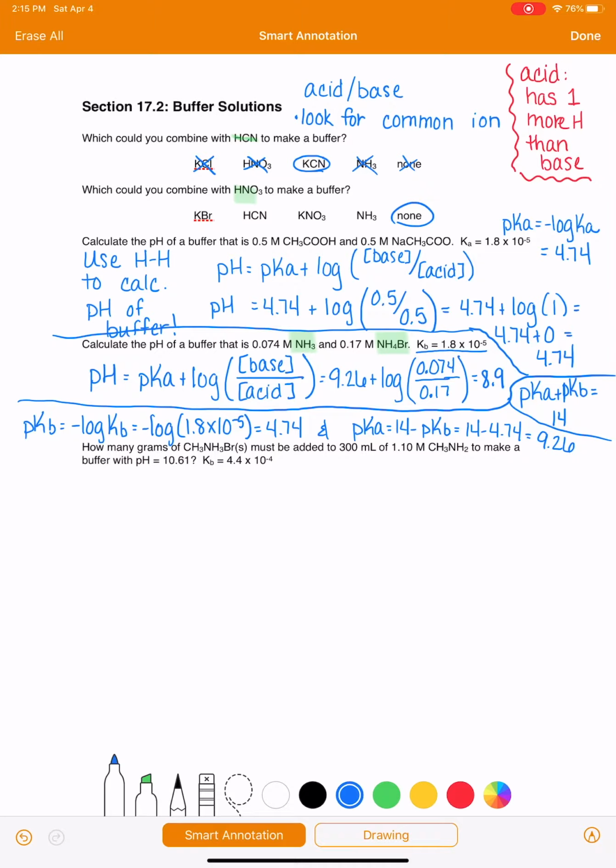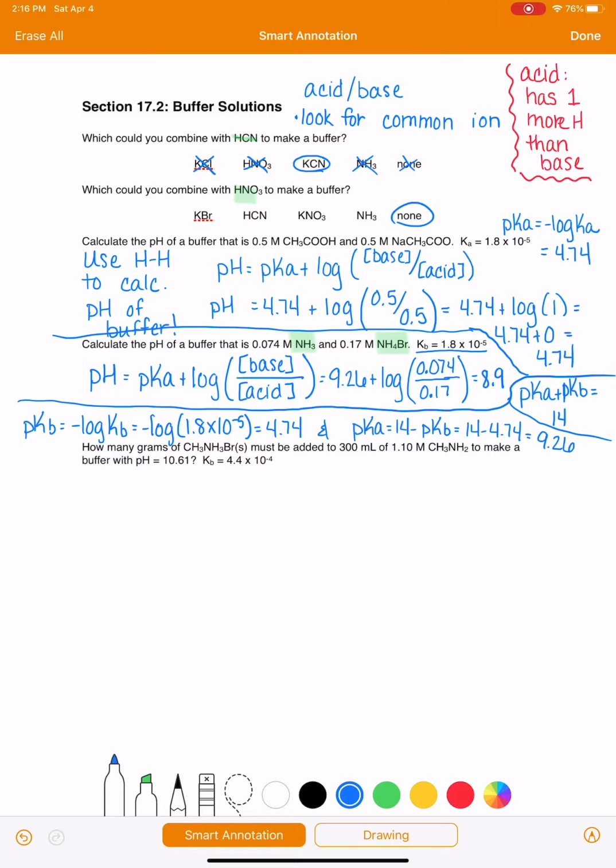Let's do one more problem before we take a look at ALEKS and see what these problems look like on ALEKS. The last question on this worksheet is asking you to figure out how much stuff you would need to add to 300 milliliters of a solution to make a buffer with a specific pH. This is a really useful skill. If you're ever working in the lab, this is the type of thing that you would actually need to calculate.